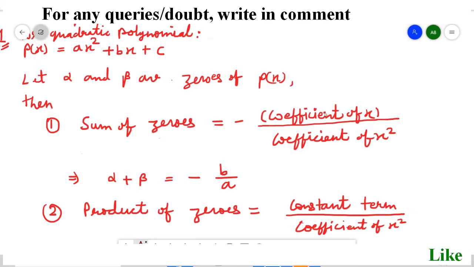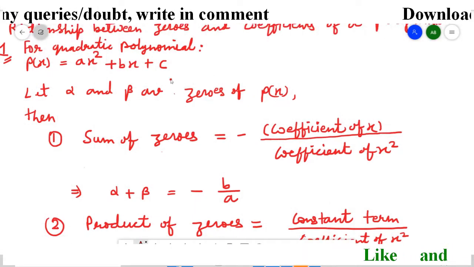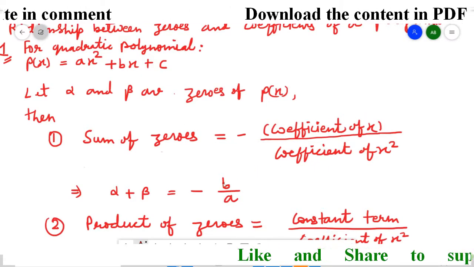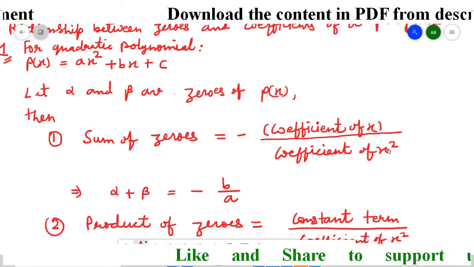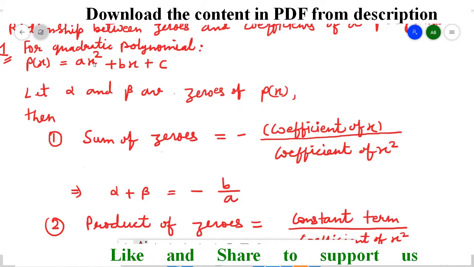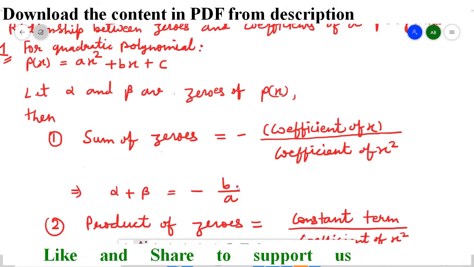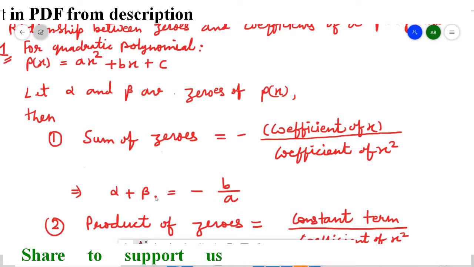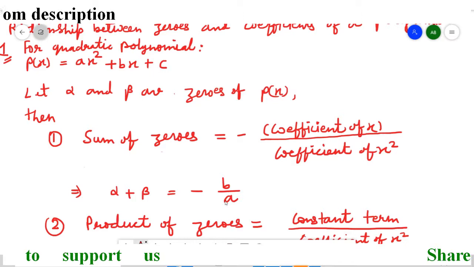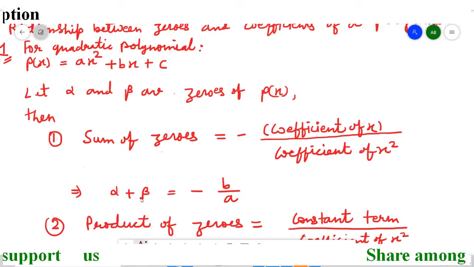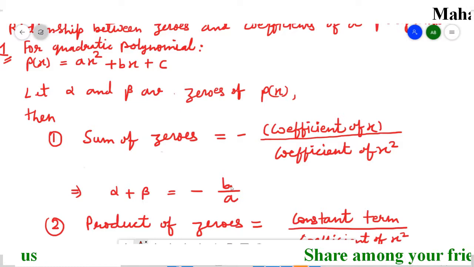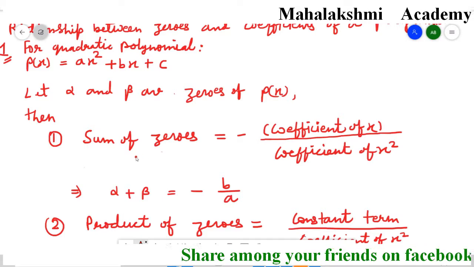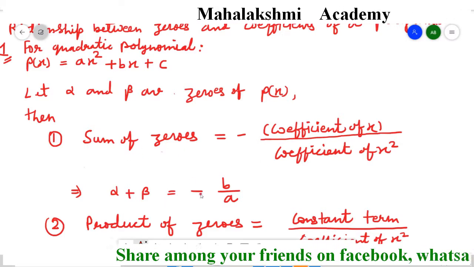Now what is written here? Coefficient of x. What is the coefficient of x here? The coefficient of x is b, so instead of coefficient of x I replace it with b. Then the coefficient of x squared is a. So the formula is alpha plus beta is equal to minus b upon a, where alpha and beta are the zeros of the polynomial, b is the coefficient of x and a is the coefficient of x squared. I request all of you to learn this line and this line also.